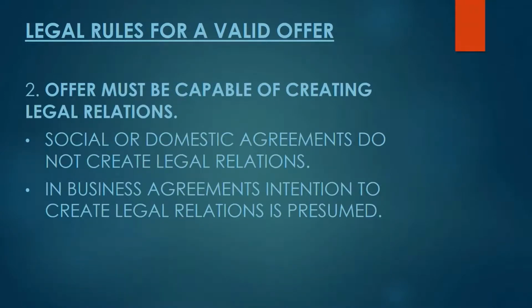Now the second rule, this we have discussed before also, offer must create or intend to create legal relations. Now in social agreements like agreement between husband and wife, between friends, etc., the presumption by court is that there is no intention to create legal relations. Hence agreement is not enforceable. On the other hand, in commercial or business contracts, the intention to create legal relations is presumed. It is presumed that if there is a breach, the aggrieved party will take another party to the court, right?